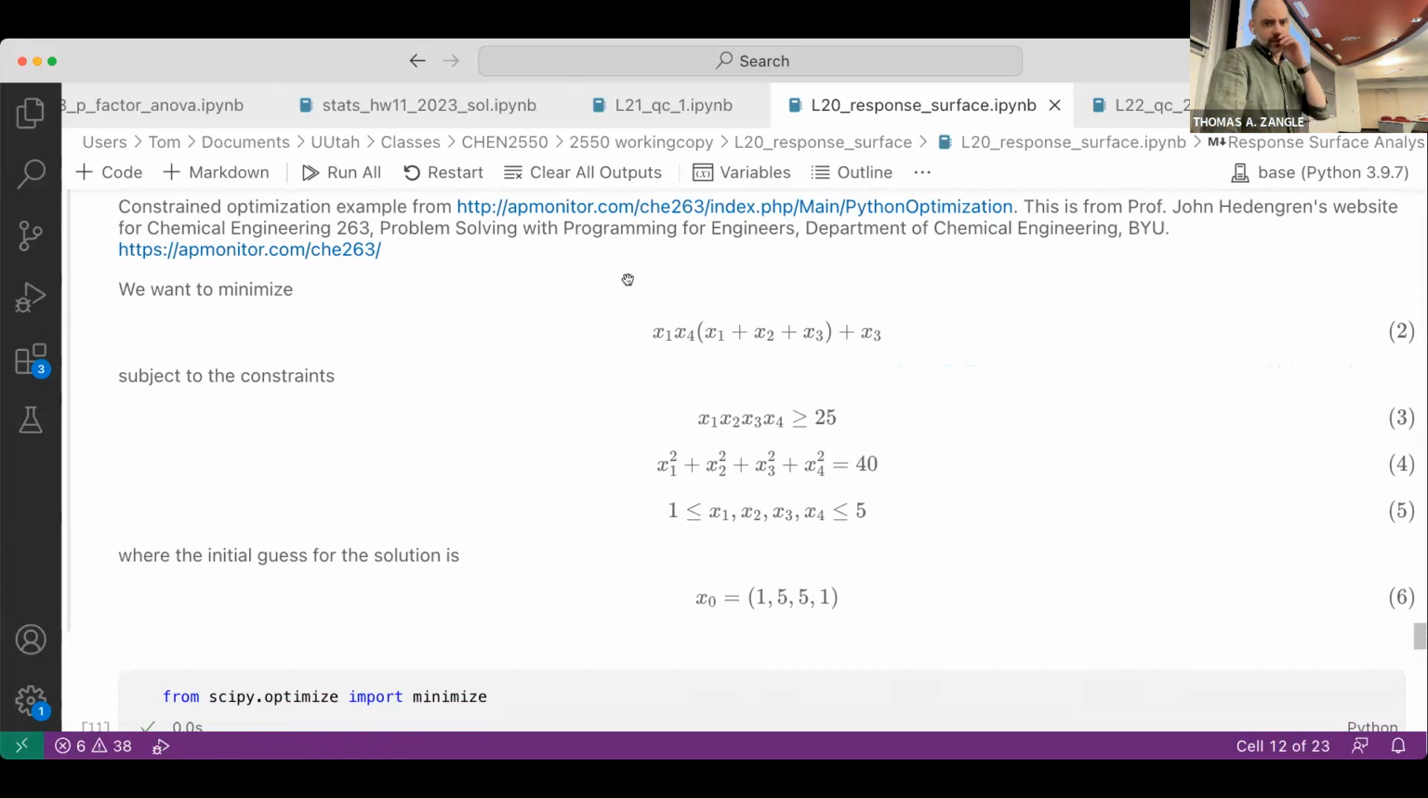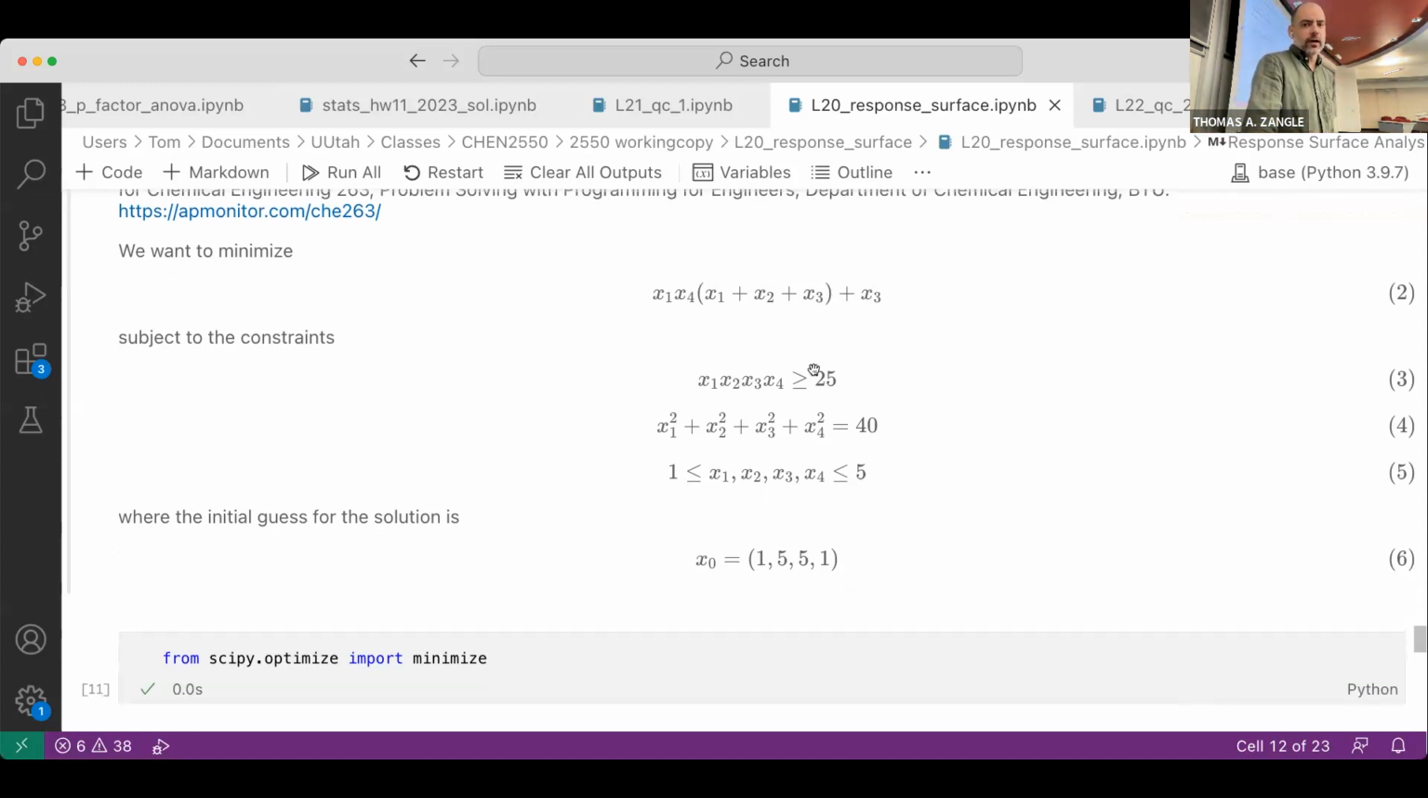In this case, we have some surface that we want to minimize. So here, x1 times x4 times the sum of x1 through x3 plus x3, right? So we have this very nonlinear looking function where it involves the combination of some of these variables and not others. And in this case, it's subject to constraints. So it may be the case, right, this is another case where the calculus approach isn't going to work.